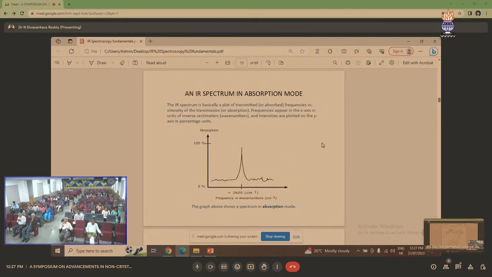Therefore, what happens? We take a spectrum. This is how a spectrum in absorption mode looks, how an absorption spectrum looks for a material. You can see the material has absorbed a particular radiation. It is around 3600 centimeter inverse. It's almost like a spike, or you can say it is like a crest.